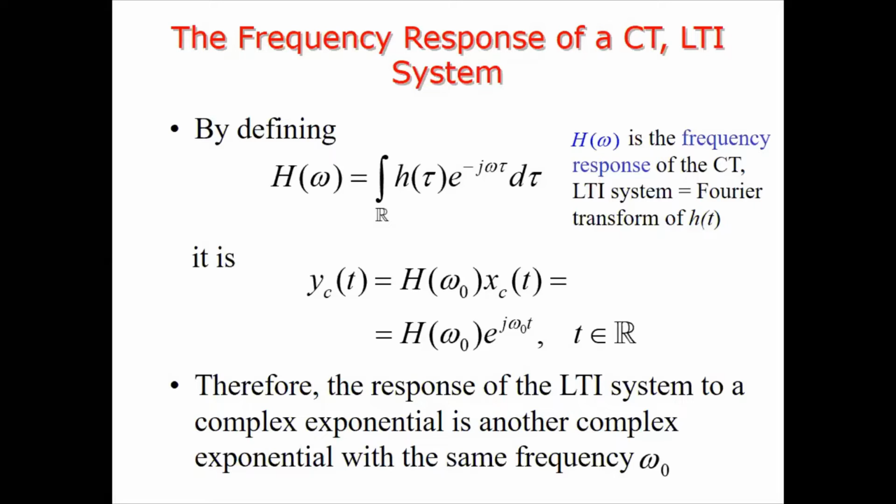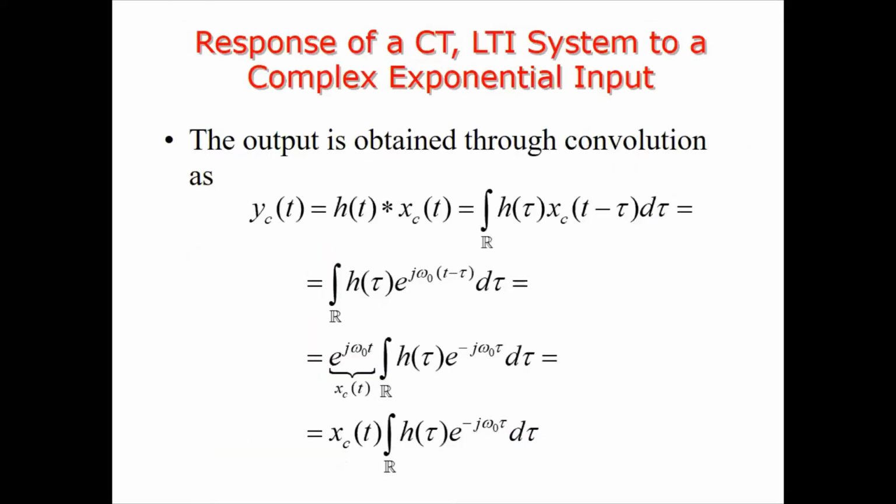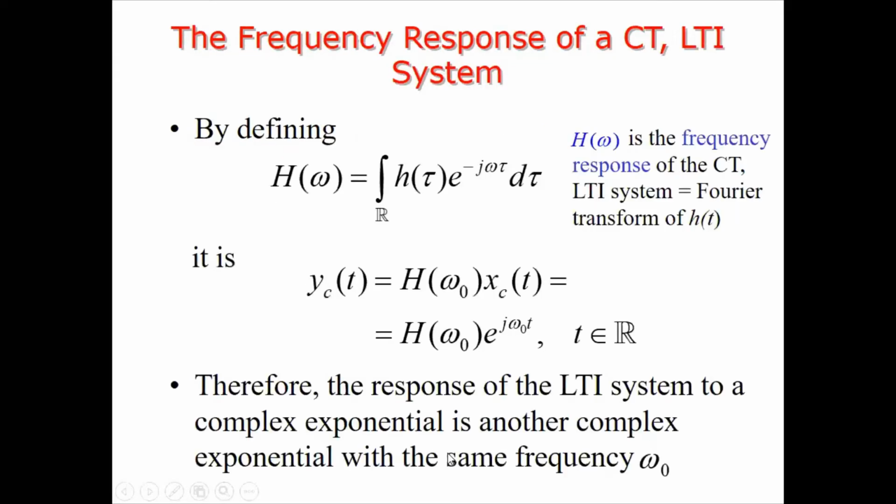Now I'm defining the frequency response for h of tau as h of omega. So what is the intention of defining that? I want to do some modification at this point. So for that I define the frequency response of the continuous LTI system, which is also equal to the Fourier transform of h of t. So please do remember this slide, guys. This is very important.